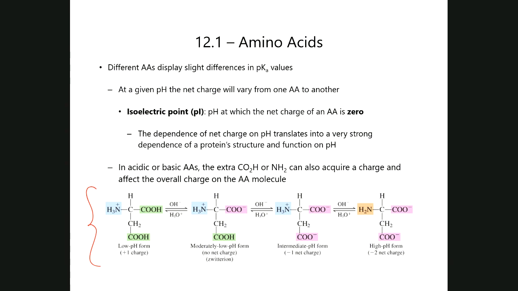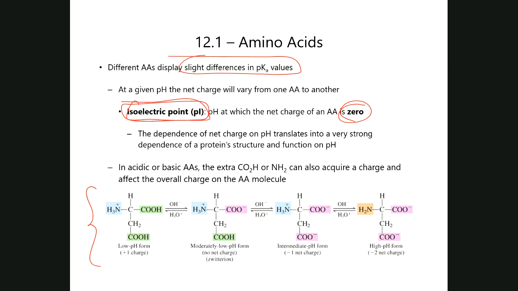So different amino acids have slightly different pKas in their carboxylic acid, their amino group, and the side chain if they happen to have any of these groups. So at a given pH, different amino acids may have slightly different charges relative to each other because of these slight differences in pKa. The exact pH at which a given amino acid has a net charge of exactly zero is what is known as the isoelectric point of that amino acid.